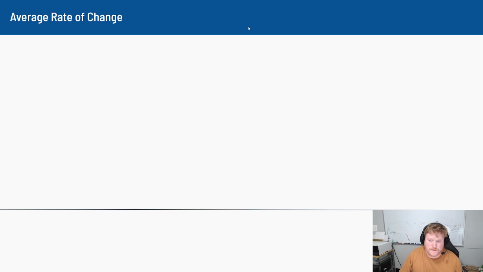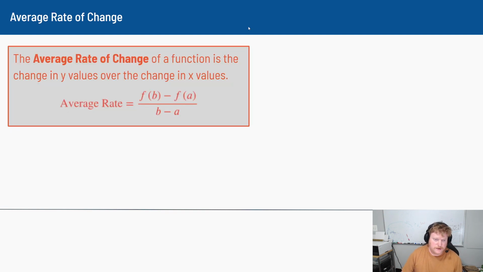So, average rate of change. This is just a formula. The average rate of change is essentially the slope of the line that connects points A and B. So we say the average rate of change of a function is the change in y values over the change in x values.